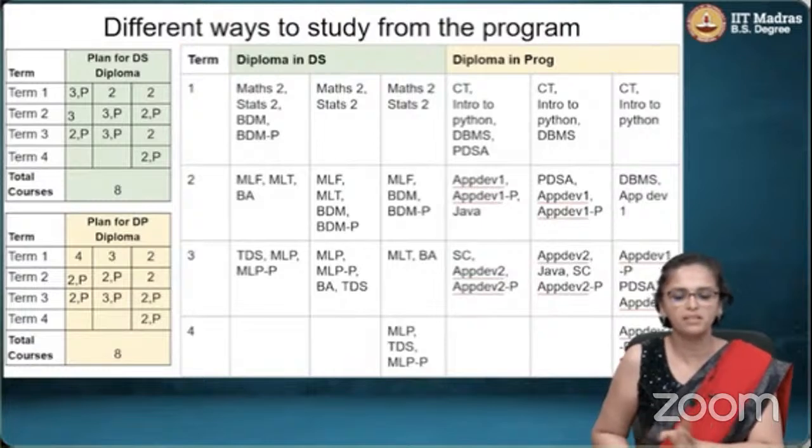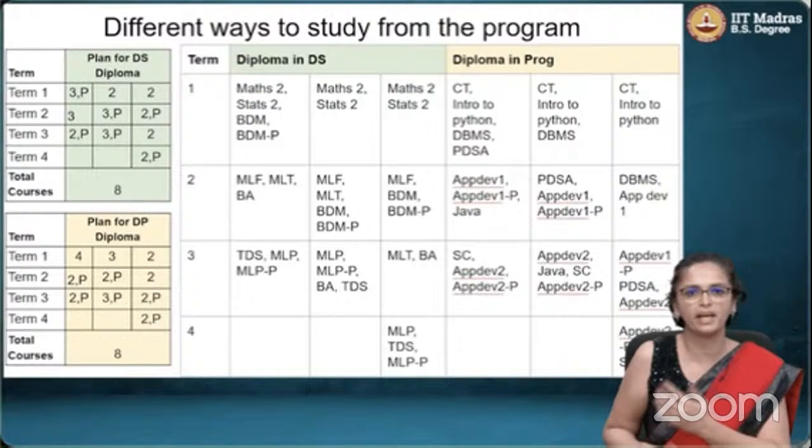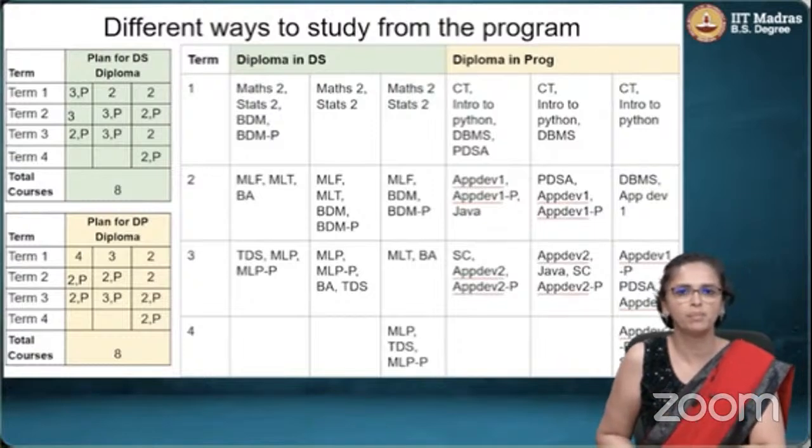There are different pathways given for completing the diploma in 2 terms, in 3 terms and 4 terms. So you can finish your diploma in data science, get a provisional certificate in your hand, and then go on to do the diploma in programming and get the provisional certificate in your hand, and then proceed to go to the degree level. Of course, you can alternate it also, do the diploma in programming first and then do the diploma in data science.